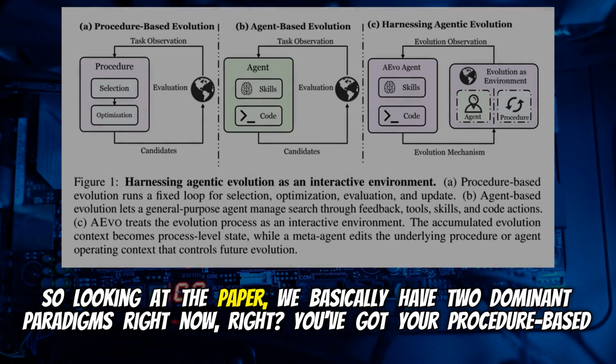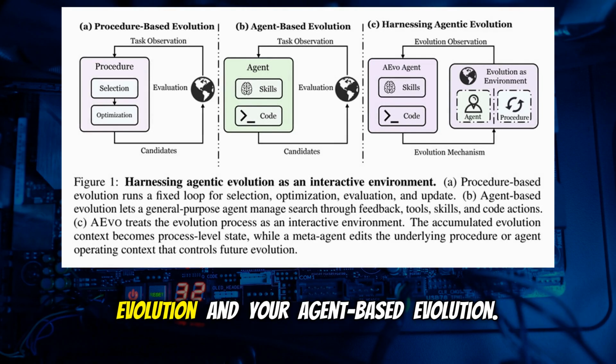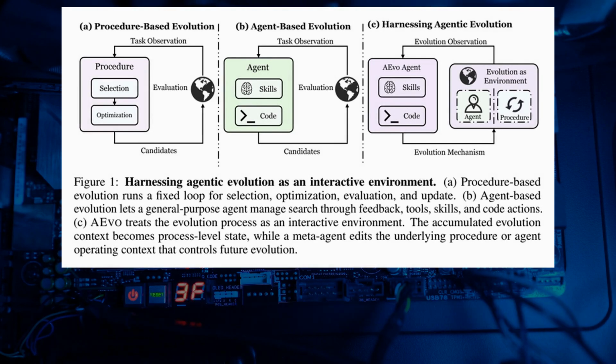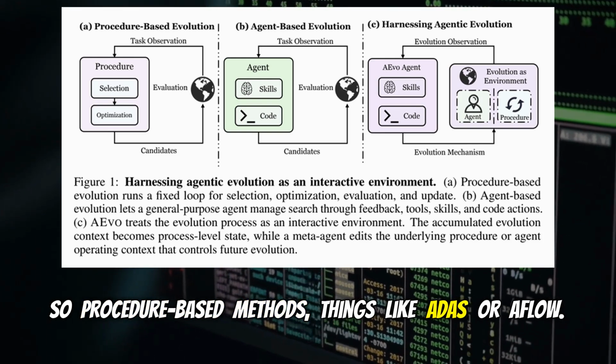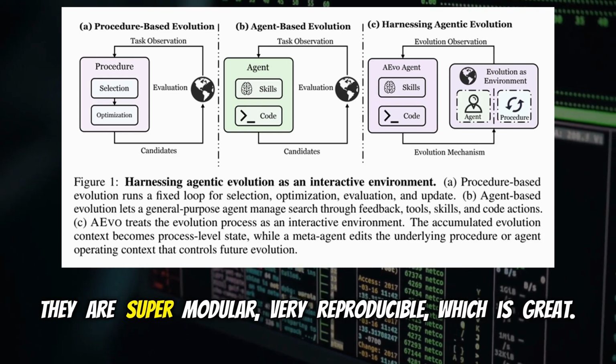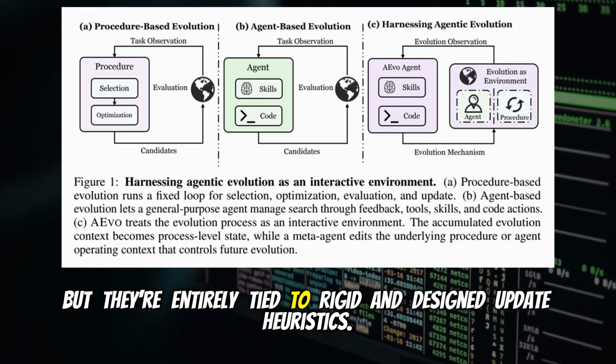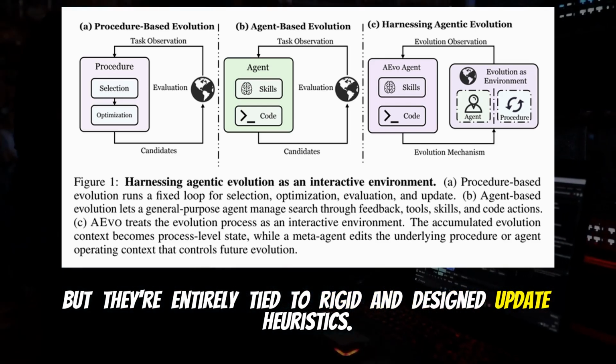So looking at the paper, we basically have two dominant paradigms right now, right? Yeah. You've got your procedure-based evolution and your agent-based evolution. Right, the rigid versus the flexible. Exactly. So procedure-based methods, things like ADES or AFlow, they use a fixed outer loop. They are super modular, very reproducible, which is great, but they're entirely tied to rigid, hand-designed update heuristics.